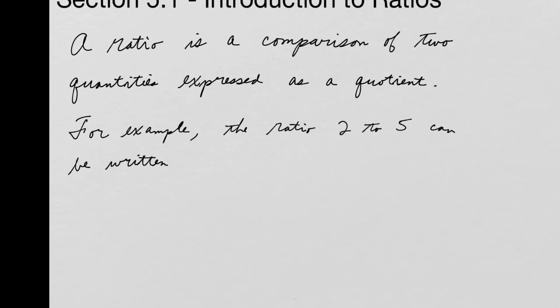So 2:5, that means the ratio of 2 to 5, or as we just discussed, it can be written as a quotient, so I could say this is also 2/5, right? That quotient is really just a fraction. So all of those are different ways of representing the ratio 2:5.